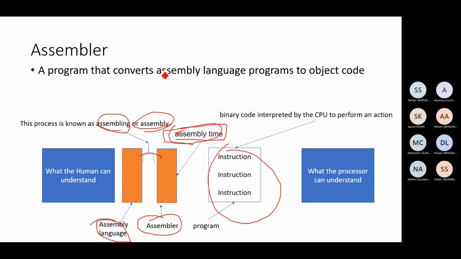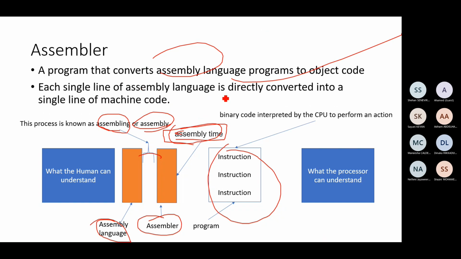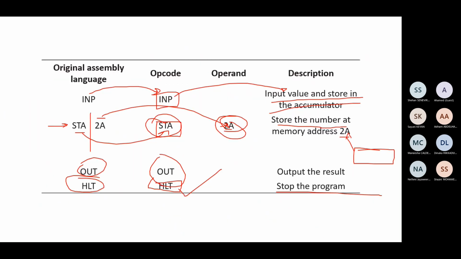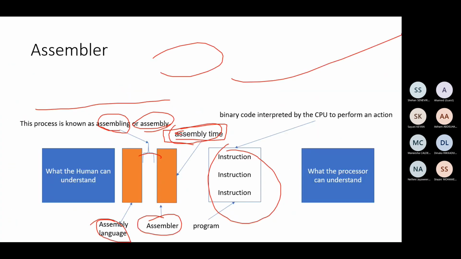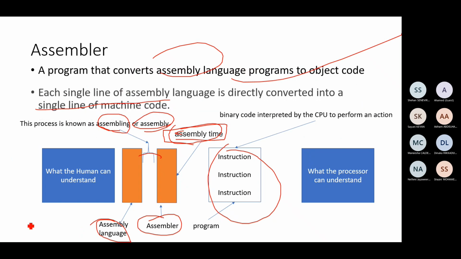A program that converts assembly language. Yeah, we know it well now. Each single line of assembly language is directly converted into a single line of machine code. See the story. Each line of assembly code is a single line, and it converts into an exact machine code. Simply, if we have 1,000 lines of assembly code, we get 1,000 machine codes, plus something more, obviously.